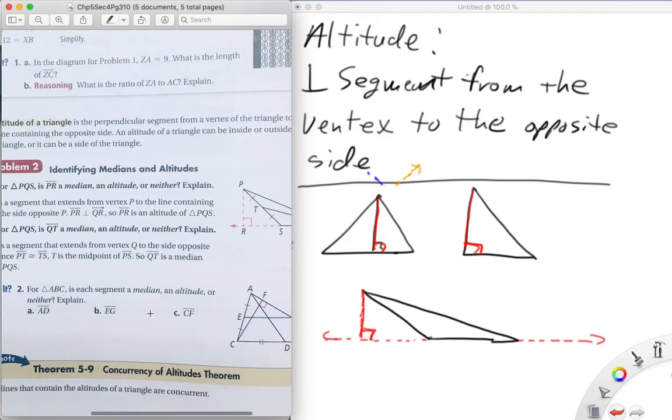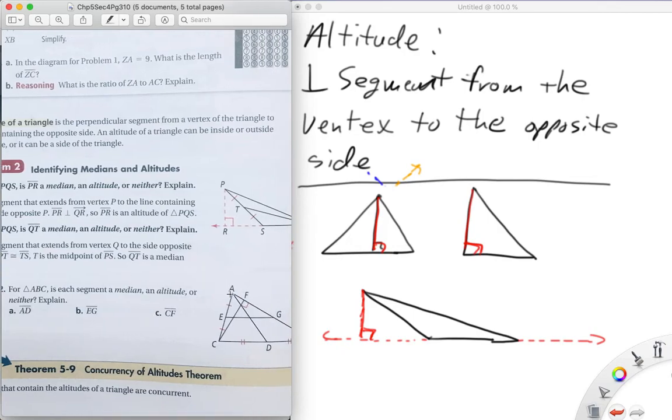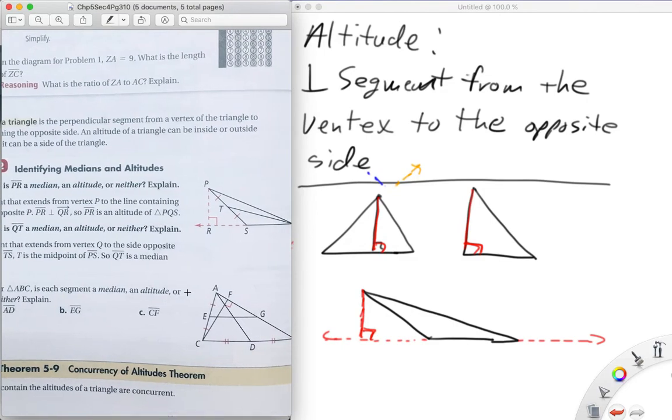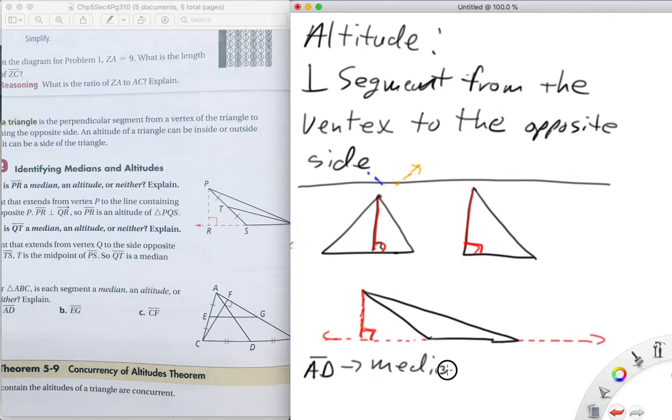So they want you to know if it's a median, altitude, or neither. If I look at AD, A comes from the vertex and it goes to the midpoint of the opposite side, right? So it's cutting this in half. So AD would be the median from the vertex to the midpoint of the opposite side.